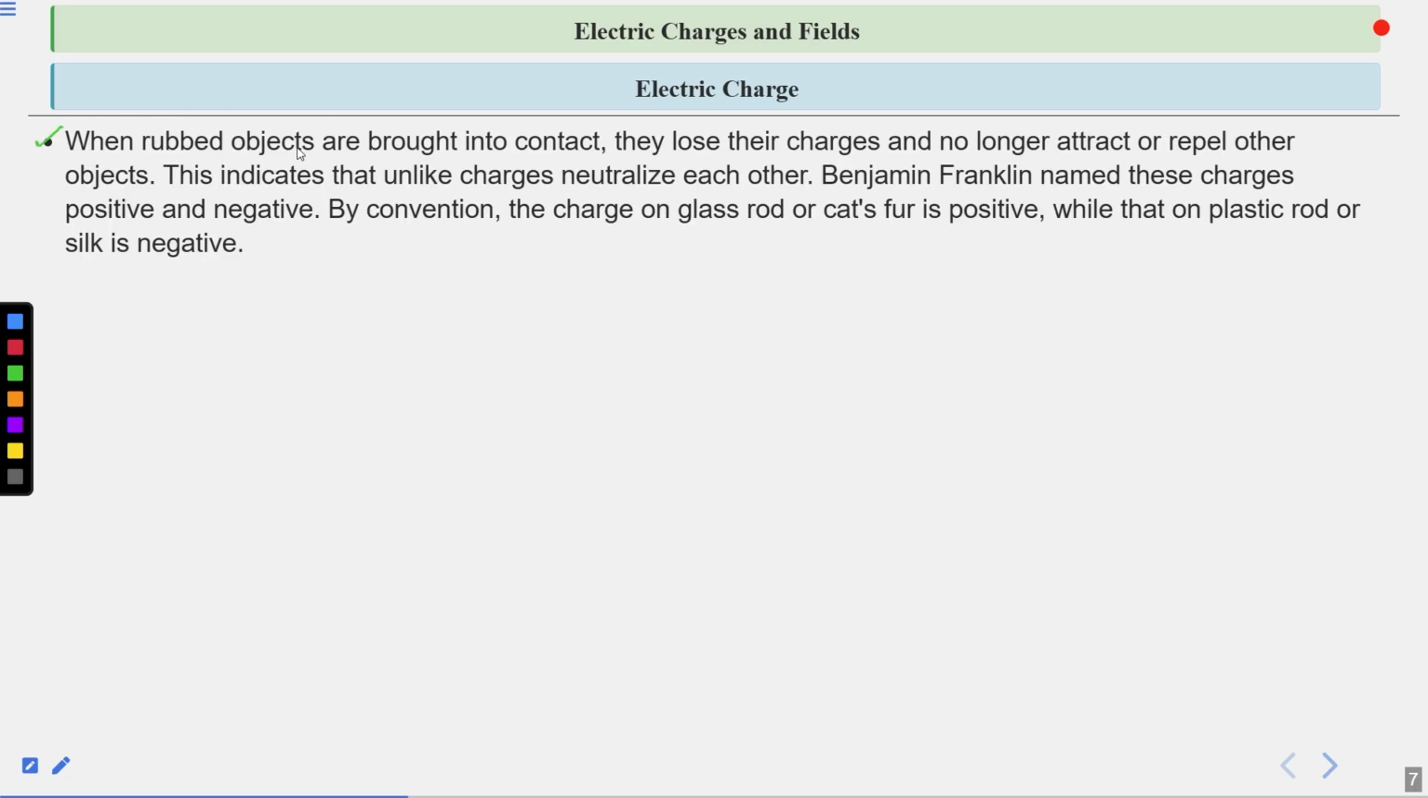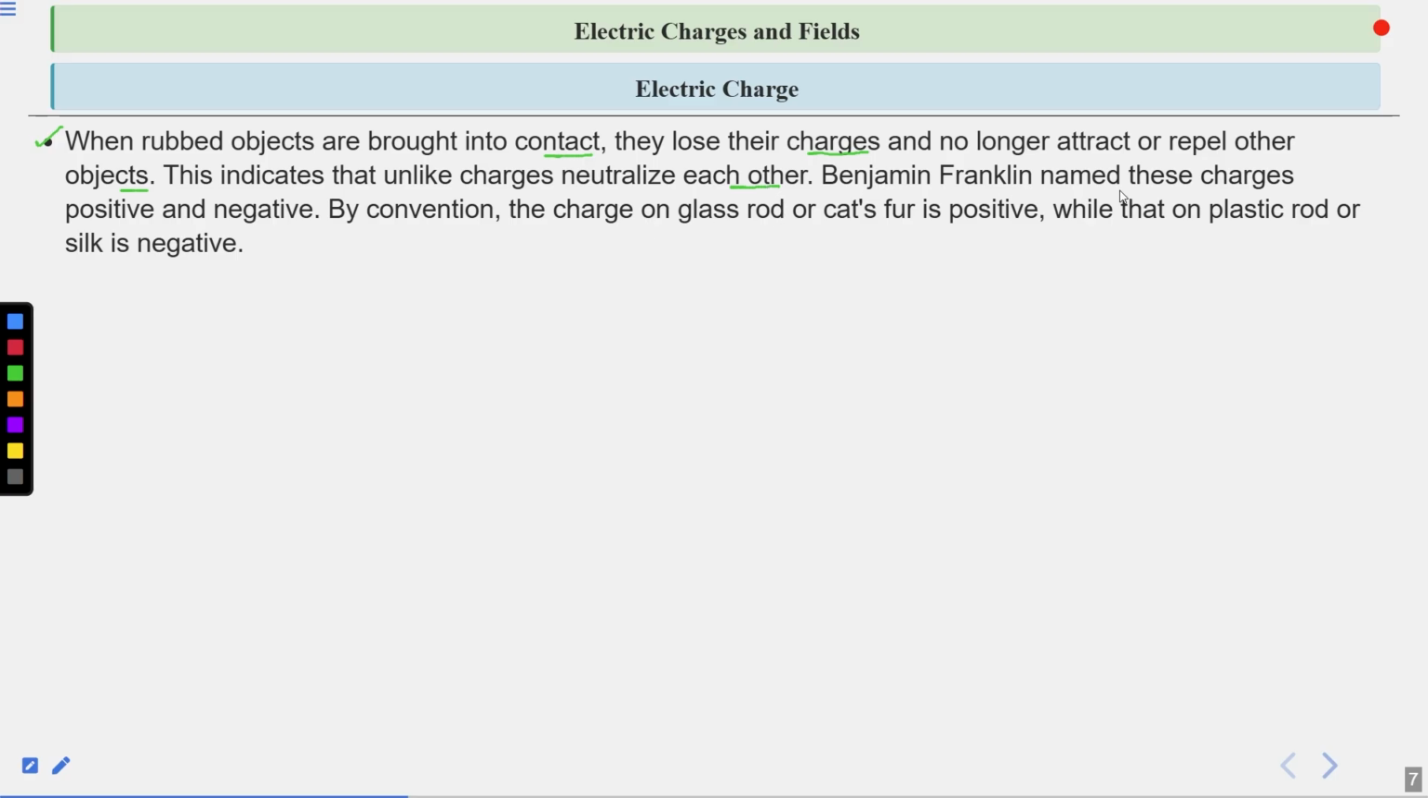When rubbed objects are brought into contact, they lose their charges and no longer attract or repel other objects. This indicates that unlike charges neutralize each other. What is the meaning? Suppose we have a positive charge and a negative charge. When they come together, they are neutralized. So this indicates that unlike charges neutralize each other.